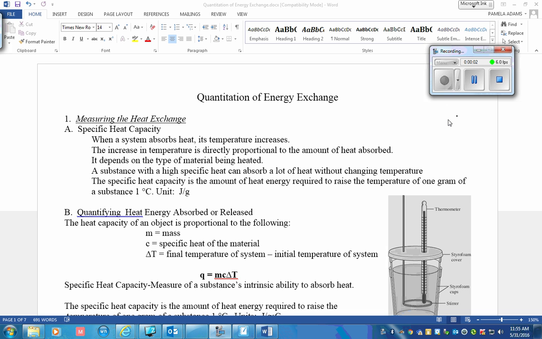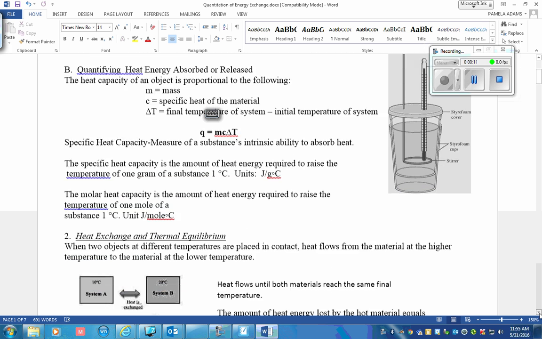These are the quantification of energy exchange notes. I'll let you read what you need to read, and we will move down to the first problem.